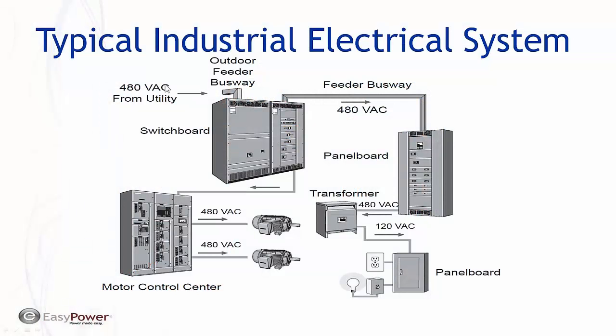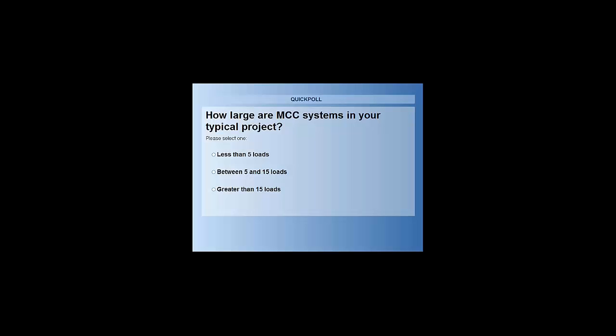Basically what we're considering is that a typical industrial electrical system layout will include many different elements, including switchboards, panelboards, and MCCs. This will be the focus of our discussion today. I'd like to start with a poll, to see what kind of systems you normally deal with. Take a couple of minutes to look at this and see what fits your situation.